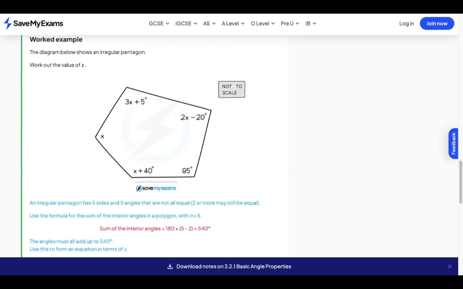Now here is a problem. They say find x. And whenever they give you a polygon, you must count how many sides it has, so that we can calculate the sum of the angles. 1, 2, 3, 4, 5, it is a pentagon. Since it's a pentagon, the sum of the interior angles will be 540. So we do just like what we did just now, the same way. Can you do this one quickly?